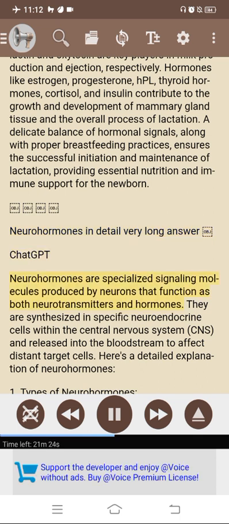ChatGPT. Neurohormones are specialized signaling molecules produced by neurons that function as both neurotransmitters and hormones. They are synthesized in specific neuroendocrine cells within the central nervous system (CNS) and released into the bloodstream to affect distant target cells. Here's a detailed explanation of neurohormones.